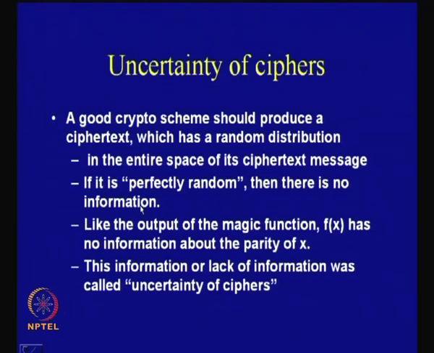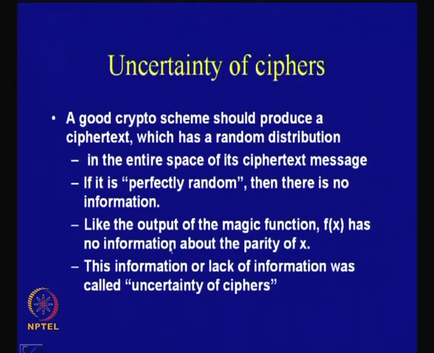So a lot of terms are being coined here, like information and also the notion of perfect randomness. We will try to make these things more concrete and more mathematical as we proceed. But now let us try to understand them intuitively. When something is perfectly random, it is not giving us any extra information. So the idea is that it has zero information content.